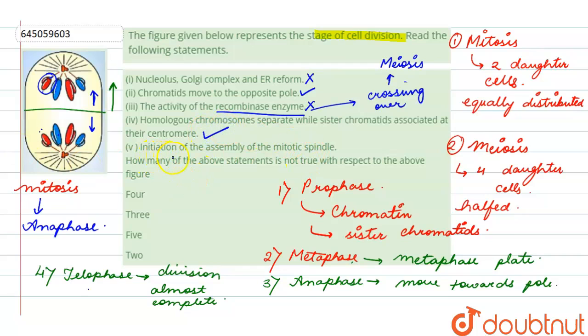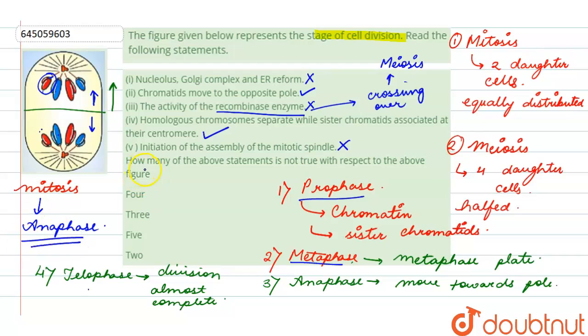And the last one says initiation of the assembly of mitotic spindle. So mitotic spindle formation takes place during the prophase, late prophase or early metaphase, right? So again, this will be incorrect for anaphase stage of mitosis.